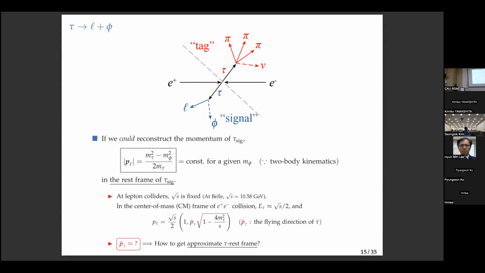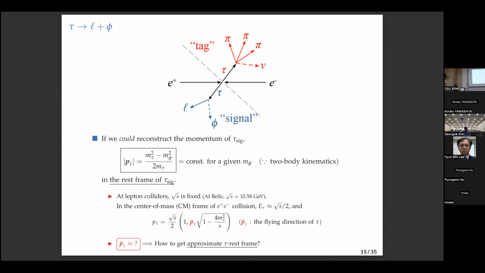So if we could reconstruct the momentum of the tau C, then we can simply look at the magnitude of the momentum of the charged electron. This corresponds to the energy of the charged electron. And because it's a two body decay, in the rest frame of the tau we have a fixed value for this charged electron energy. And at lepton colliders, the square root of s is fixed.